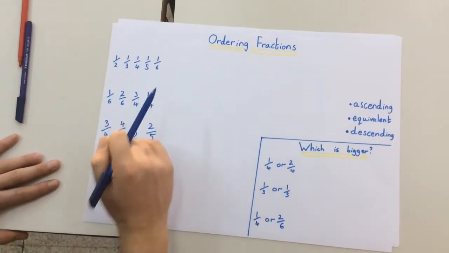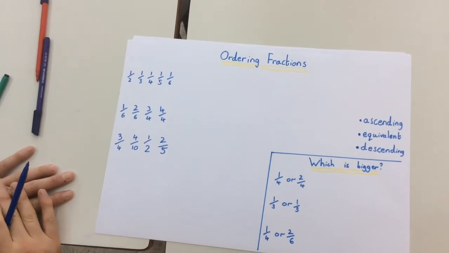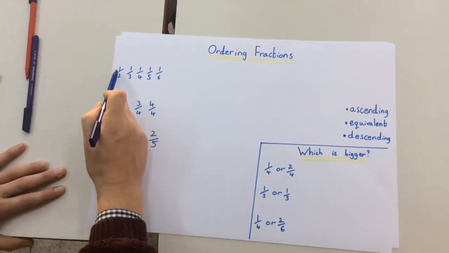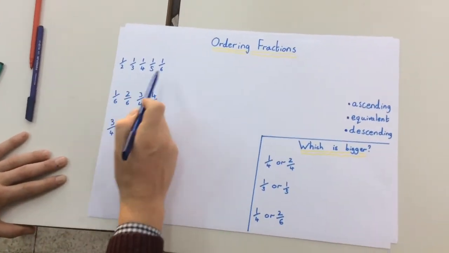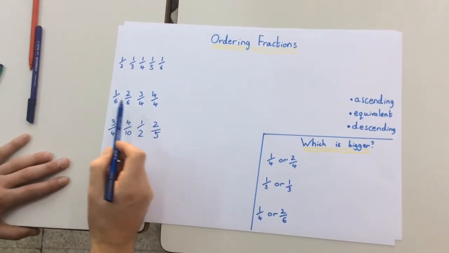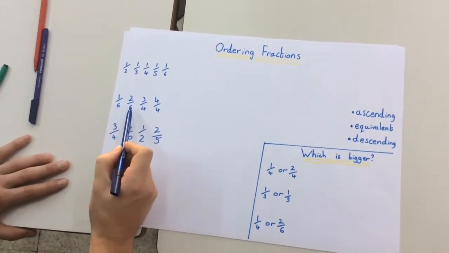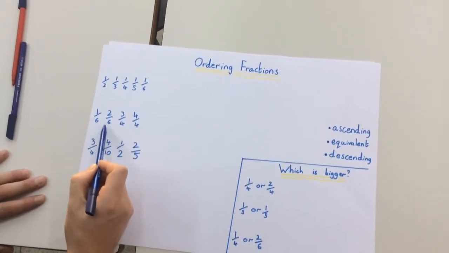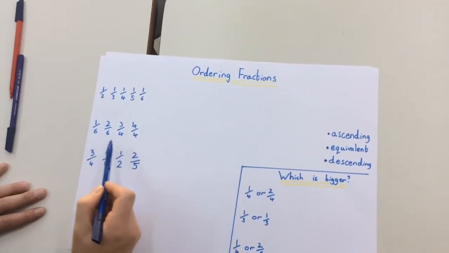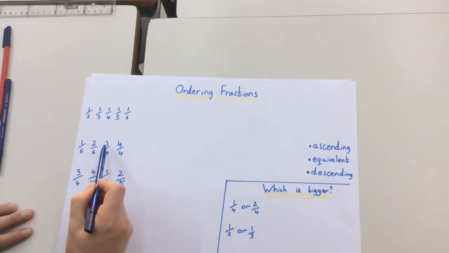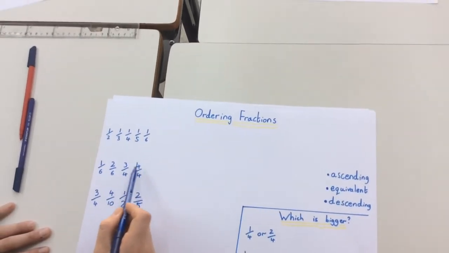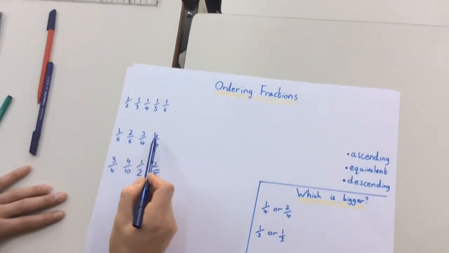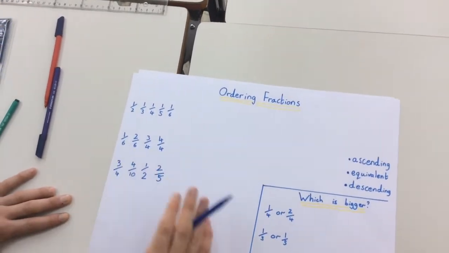I've got a couple of sets of fractions that we're going to look at ordering. These ones all have the same numerator, but different denominators. These two have different numerators but the same denominator, and then these are all different.